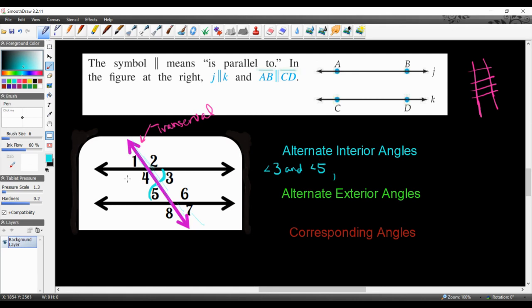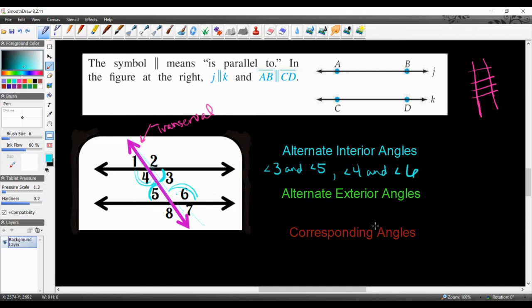Another pair of alternate interior angles that we have is angle 4, and I'm putting two curves, I guess, so you can see the difference, and angle 6, because again, they are inside, but they're on opposite sides of the transversal. So angle 4 and angle 6, and again, these two are equal to each other. So if 6 was equal to, I don't know, 95 degrees, then this would also be equal to 95 degrees. Okay.